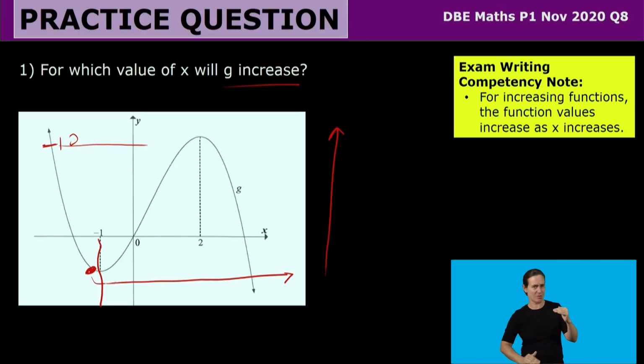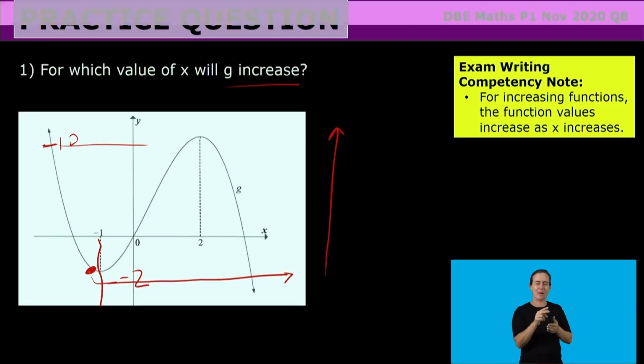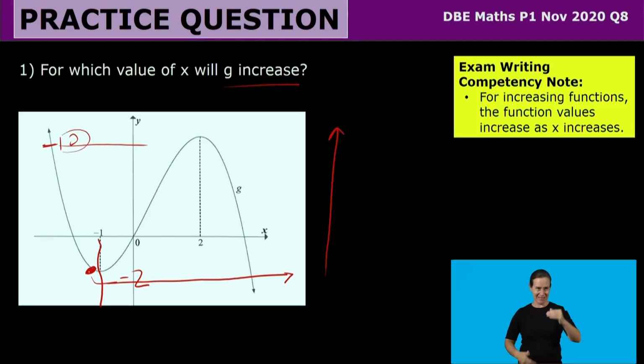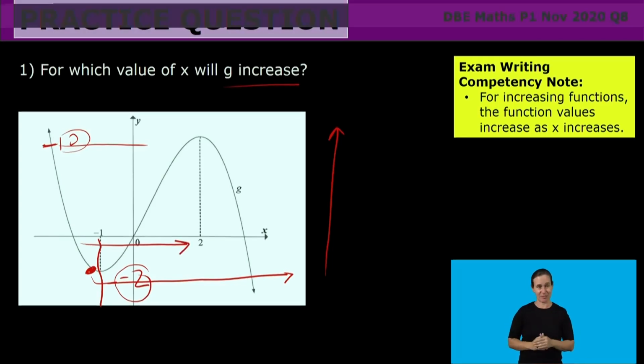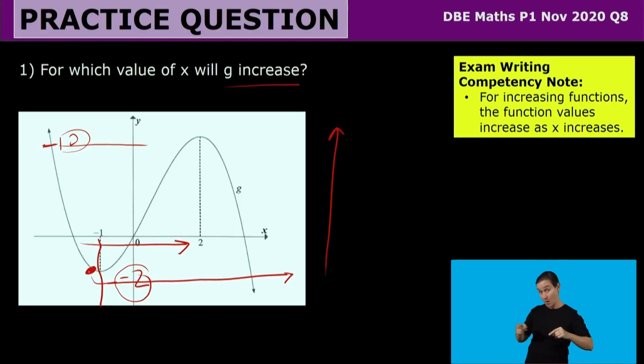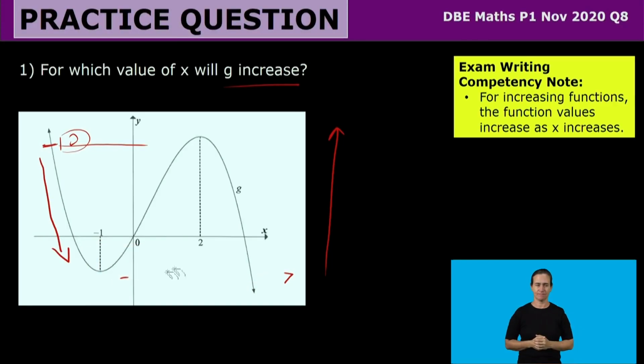Maybe this is like -2. We don't have the values for a, b, and c, so we can't tell what those values are. But you have an idea that you're going from big y values to smaller y values as your x values are increasing. As you move to the right of the graph, your x values get bigger. So therefore, this section of the graph is decreasing. Let's make a little bit of space on our graph. So that section is decreasing.